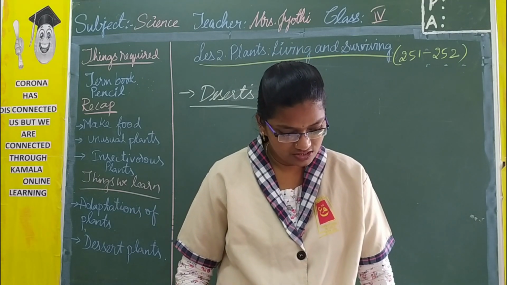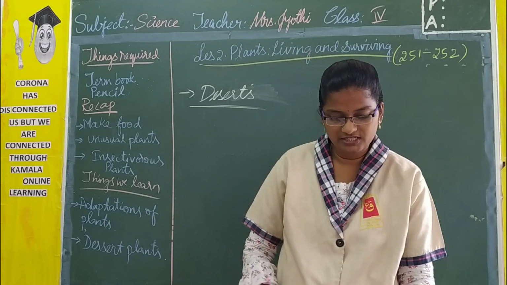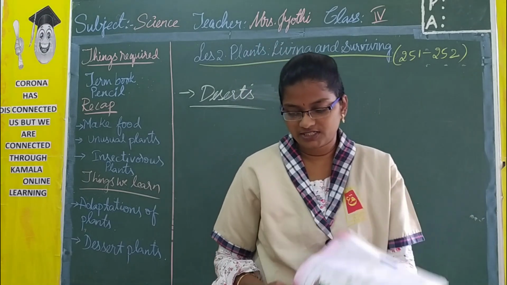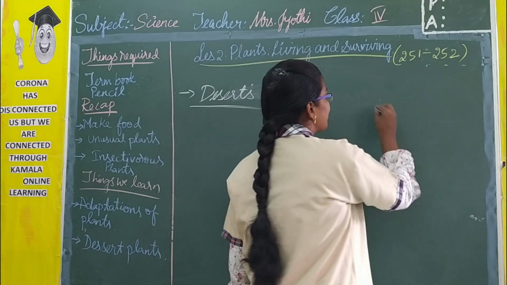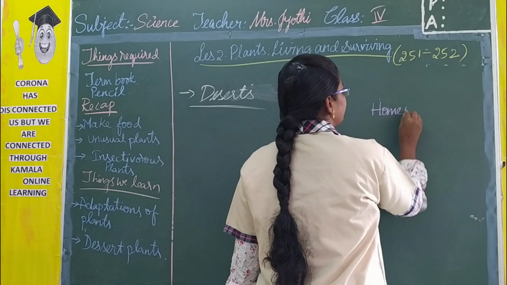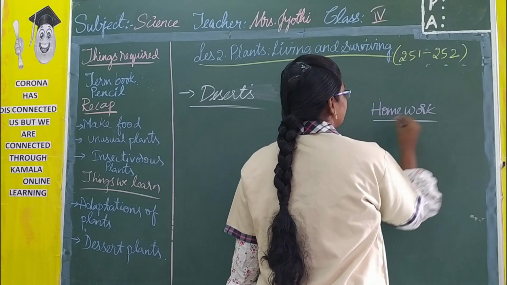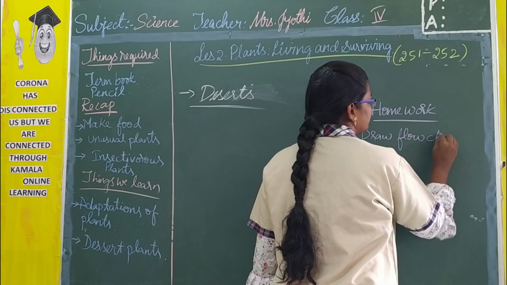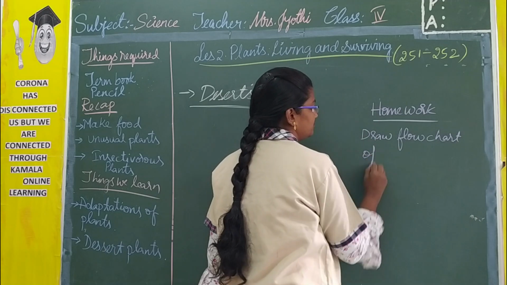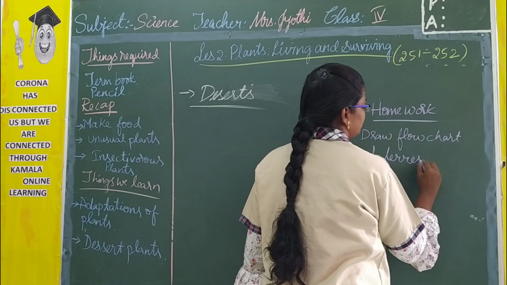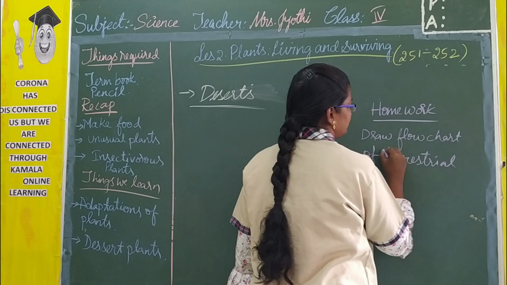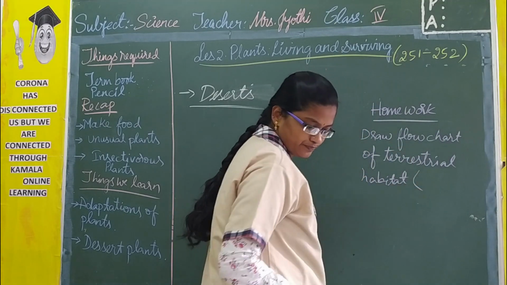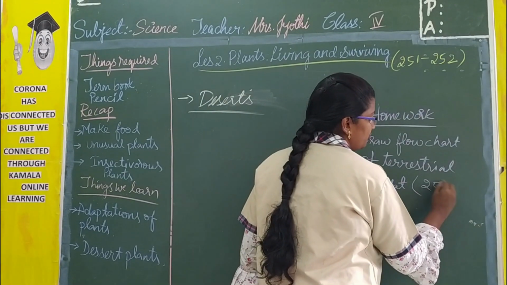Now the homework for you is, you have to draw the flow chart of terrestrial habitats. So here it is, draw the flow chart of terrestrial habitats. The page number is 252.